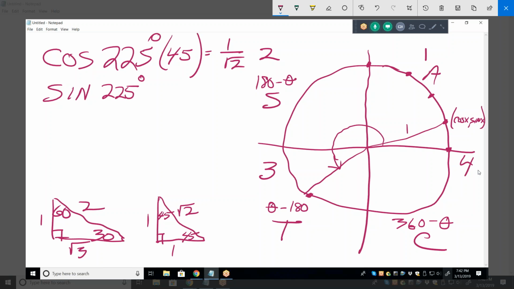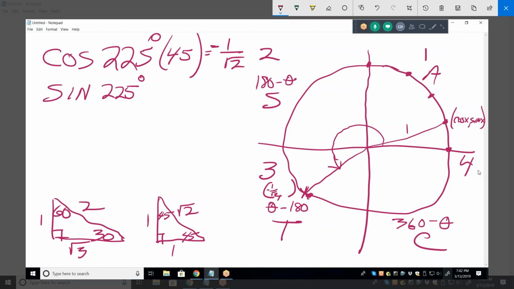Wait, so is it only positive or only negative? Only tangent is positive. In other words, these letters stand for the trig function that's positive in that quadrant. So then the cosine would be negative. Correct. So I'd put a negative sign in front of that. And also, when they say memorize the unit circle, they want you to give them the x and y coordinates of that. So the x coordinate would be negative 1 over root 2.